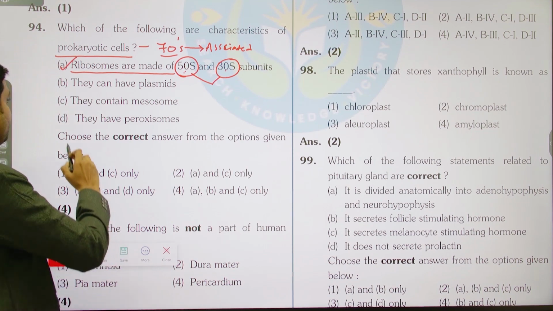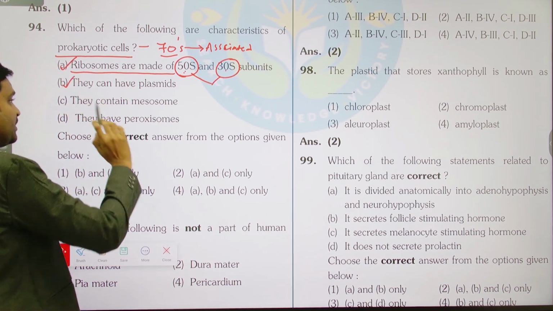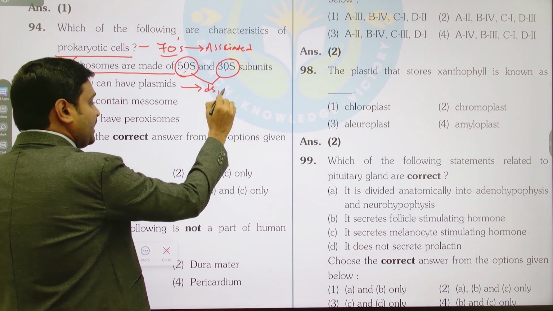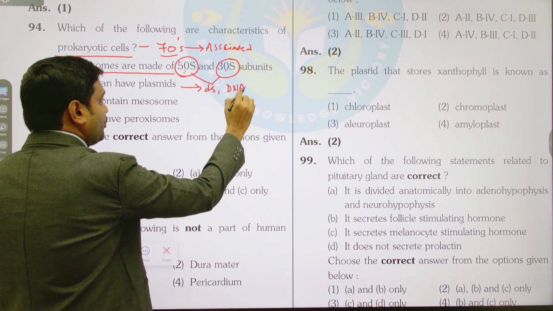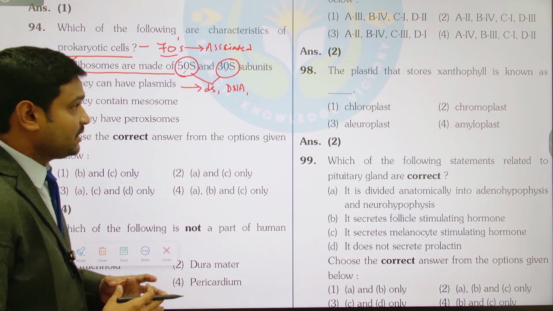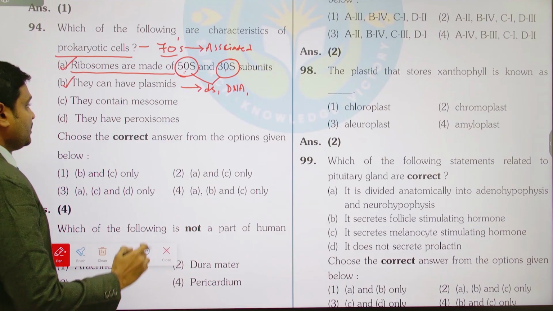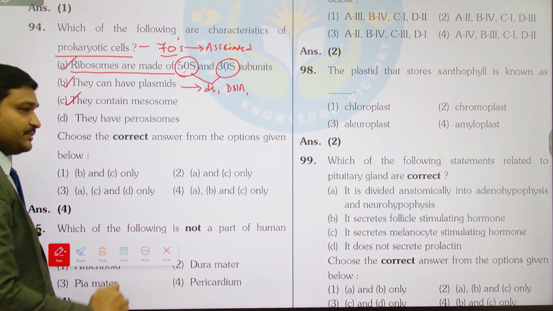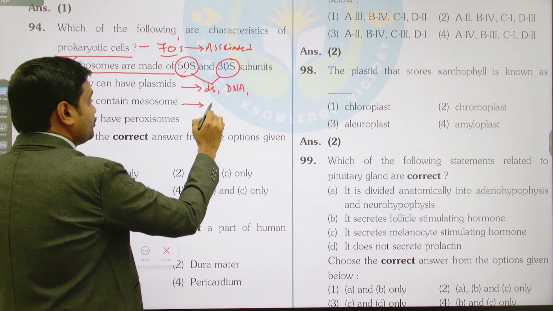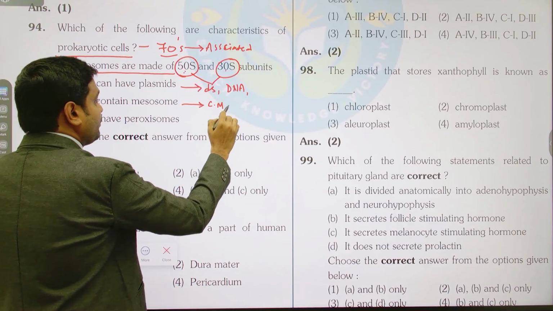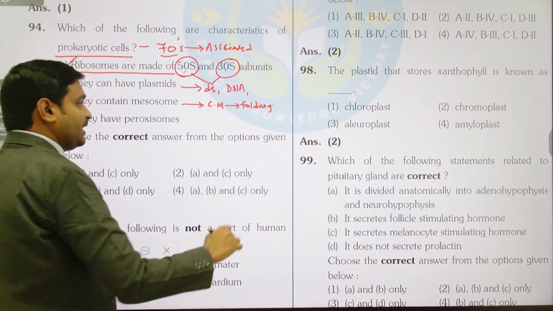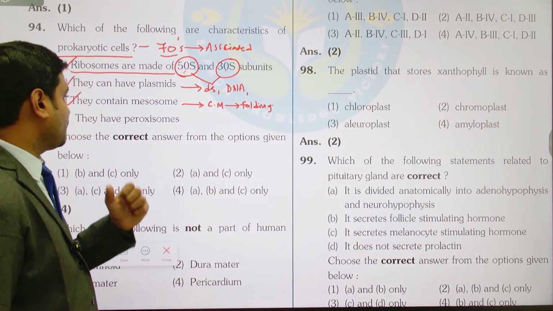In statement B, they can have plasmids. Yes, absolutely. We know plasmids are double-stranded circular DNA molecules, and they are present in prokaryotes. Then they contain mesosomes. Yes, because the cell membrane shows folding, and that is called a mesosome.